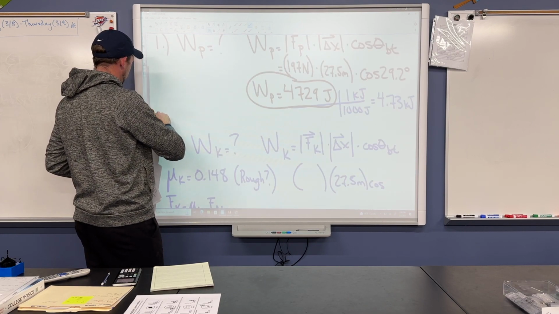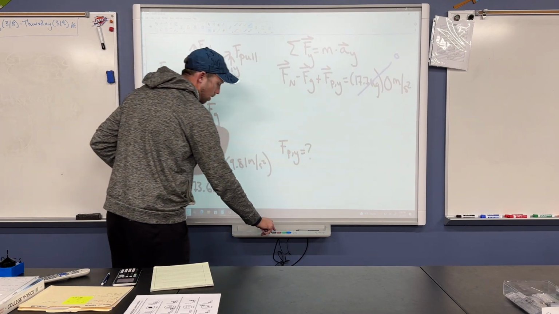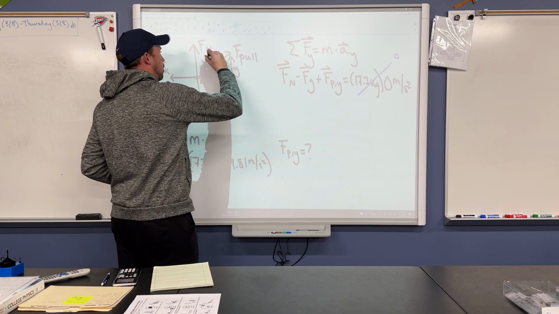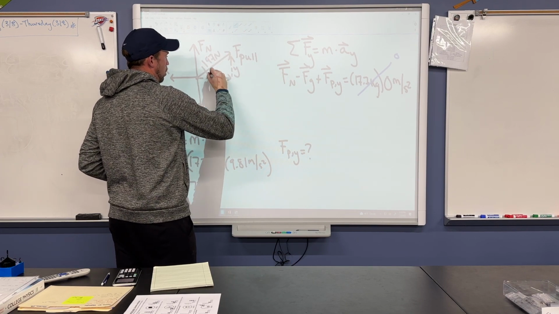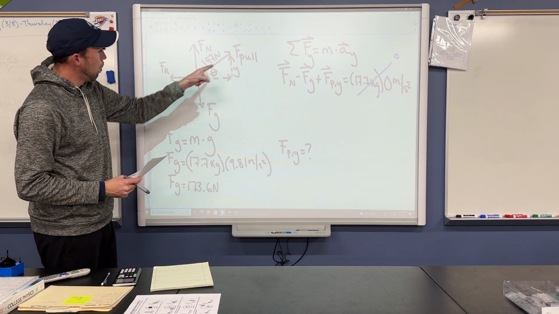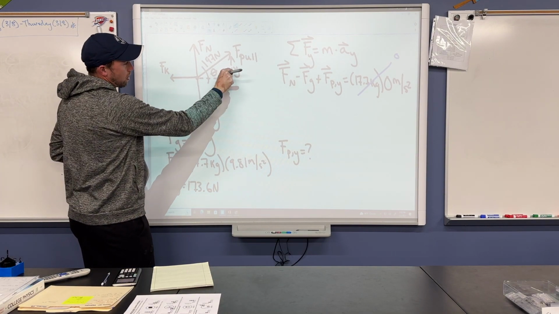That means this value, 197 newtons, is our hypotenuse. This is our angle theta. We want to find the y component, so opposite to hypotenuse.